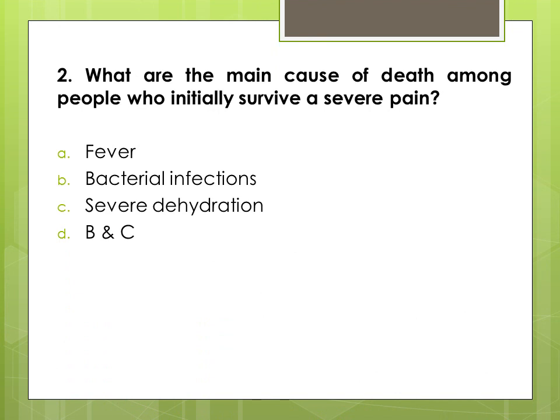Now second, what is the main cause of death among people who initially survive a severe burn? Options are A. Fever, B. Bacterial infections, C. Severe dehydration and D. B and C. And the correct answer is answer D. B and C. That is bacterial infection and severe dehydration.